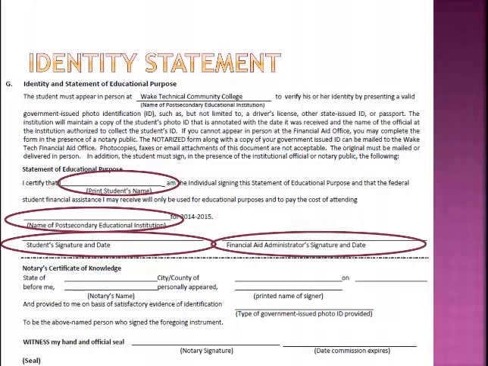You must provide a copy of your government-issued photo ID. This form must be delivered in person. You cannot fax or email this form.